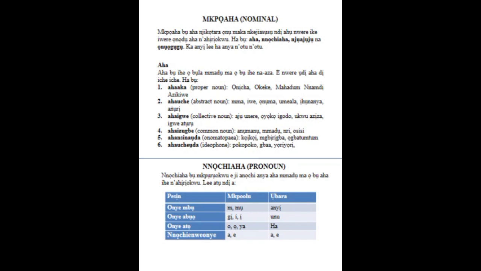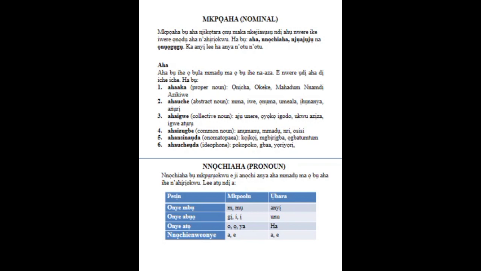The next one is nnọchi aha, that is pronoun. Nnọchi aha, pronoun. Of course, you know that nnọchi aha, pronoun, is a word used instead of a noun. Sure, you know that one. Okay, look at the table we have here. We have onye mbụ, first person, onye abụọ, second person, onye atọ, third person. Then we have nnọchi enwe onye, which does not have any antecedent, anybody it is talking about particularly. That is impersonal pronoun.